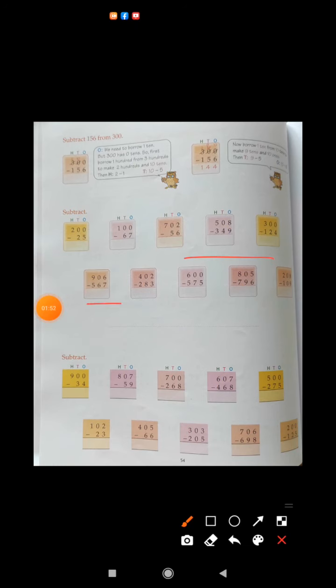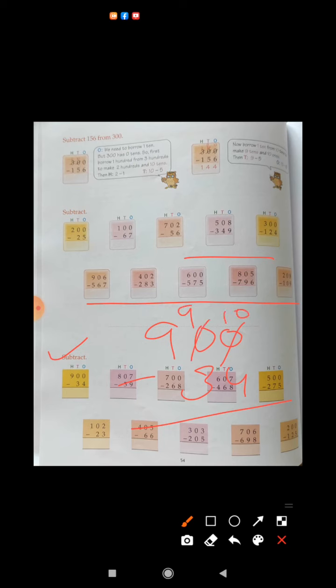Now other remaining parts you will do yourself. Now next question, 900 minus 34. You can subtract the ones. 0 is less than 4. Take borrow from 10 side. Here will be 10 and here 9 and here 8 is remaining. Now 10 minus 4 is 6. 9 minus 3 is 6. Now 8 minus 0 is 8. The answer is 866.